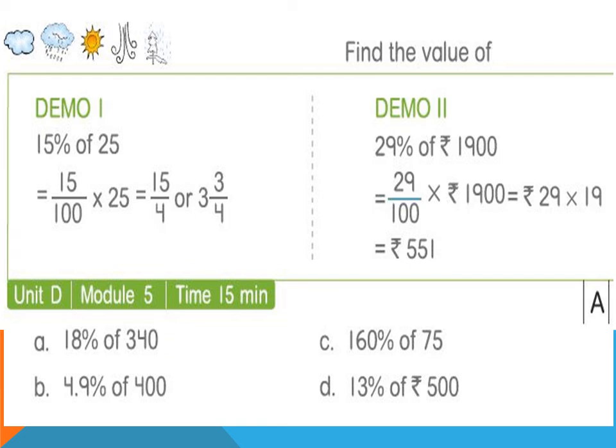Now there is a unit, rupees. So we have to find out the value of 29% of rupees 1900. Same method, 29/100 into rupees 1900 will give you 29 into 19, which will give you rupees 551.